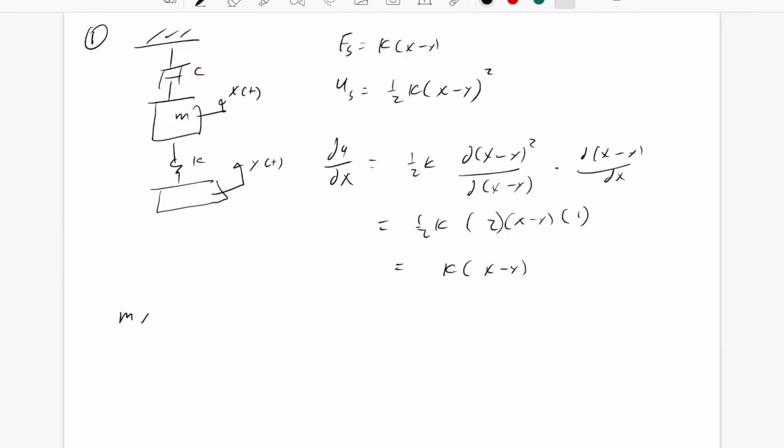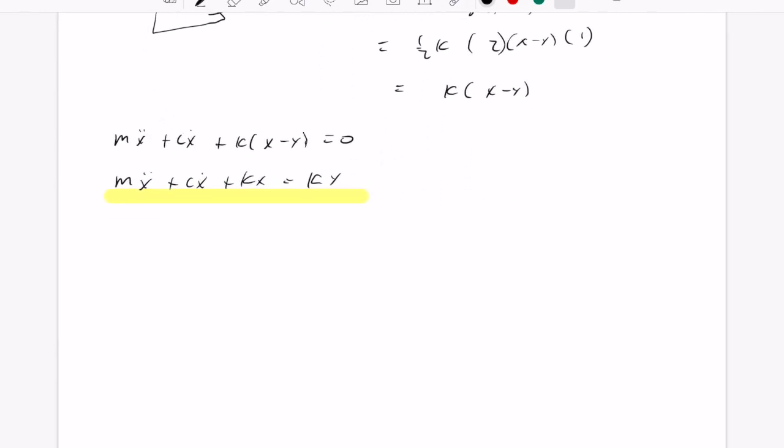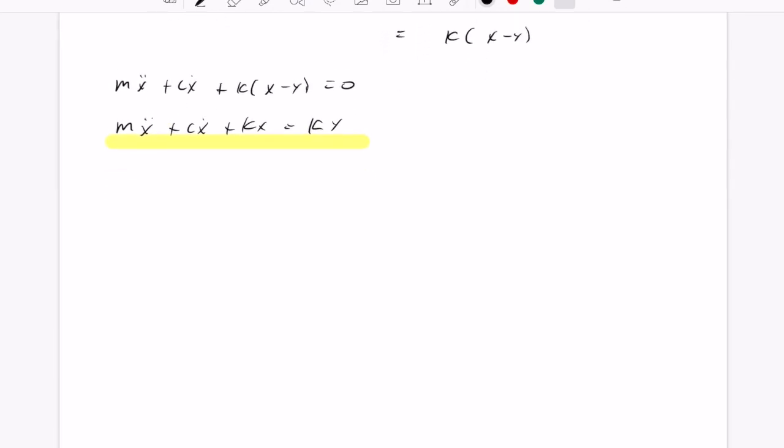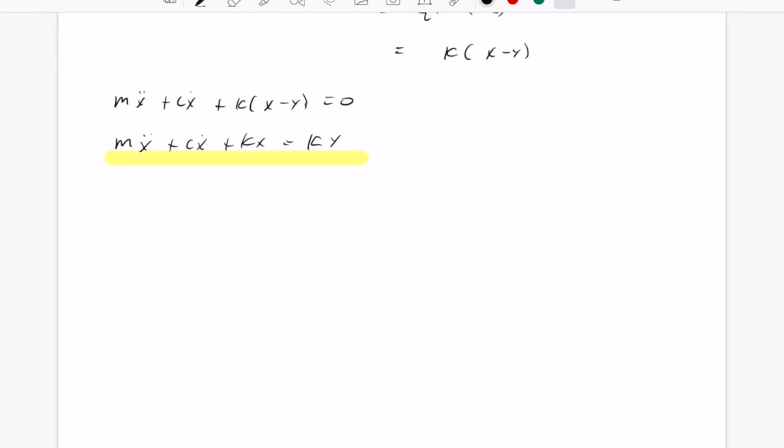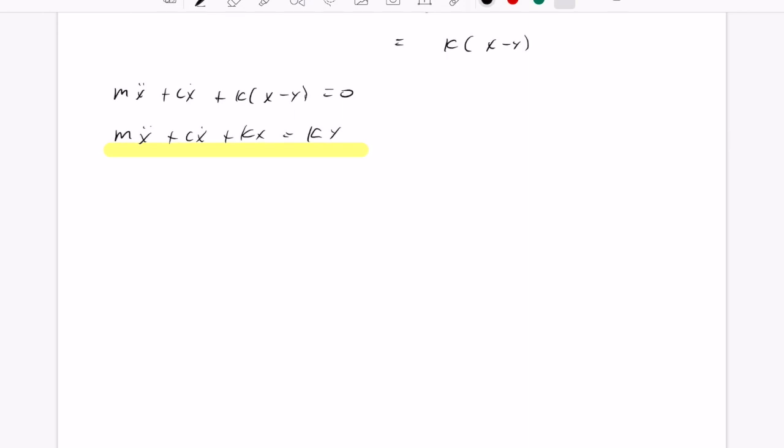So you'd end up with this mx double dot plus cx dot plus k times x minus y is equal to 0. Okay, and what we're going to do is gather the things that are x on the left side and put the things that are y on the other side. So it's mx double dot plus cx dot plus kx is equal to ky. Now here we have our equations of motion, and a lot of the hard work is done. Everything else is tedious. And remember, we are engineers, and we don't worry about tedium, okay?